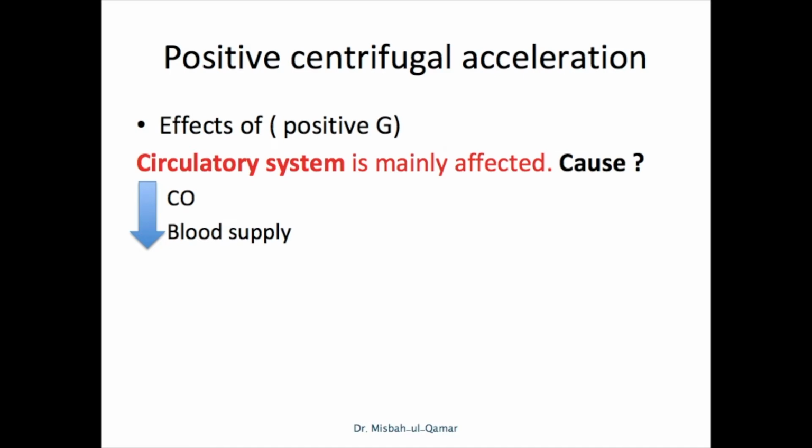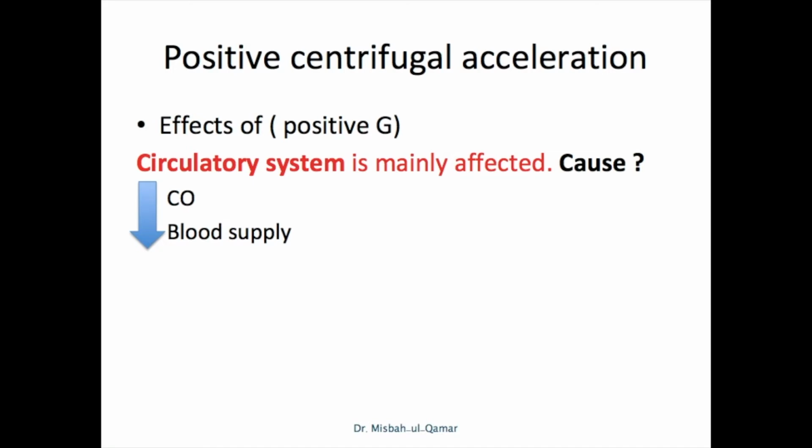Next, let me tell you the effects of centrifugal acceleratory force on the body. The major effects of positive G during acceleration are on the blood circulation. So when the G unit increases to about 4 to 5 G, the blood is pushed toward the lower parts of the body, including abdomen, and the cardiac output decreases, resulting in reduced blood supply to brain and eyes.